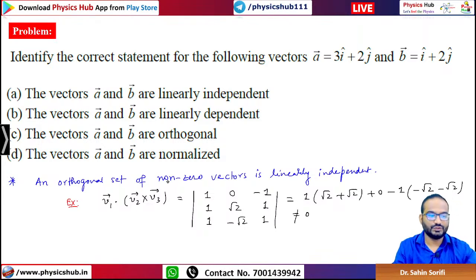Understood? So, I hope you have clearly understood the conditions for linearly independent, linearly dependent, orthogonal, orthonormal and normalized. These are the few things. Now, you can answer any question. Okay, let's take this first question. Identify the correct statement for the following vectors: A is equal to this and B is equal to this. The vectors A, B are linearly independent, linearly dependent, orthogonal, or normalized. Tell me which one is correct. Do it quickly.